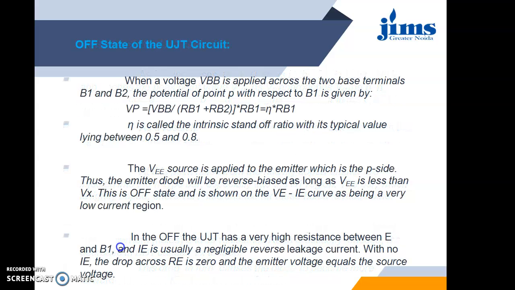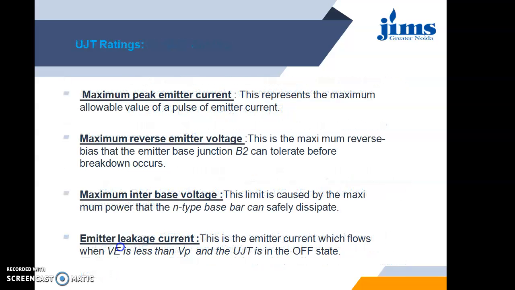So this is all we have discussed. Now there is an intrinsic standoff ratio eta, which varies from 0.5 to 0.8. It is given as RB1 upon RB1 plus RB2. Now we have UJT ratings: maximum peak emitter current, maximum reverse emitter voltage, maximum interbase voltage, and emitter leakage current. These are all parameters of the UJT which we should consider for its understanding.